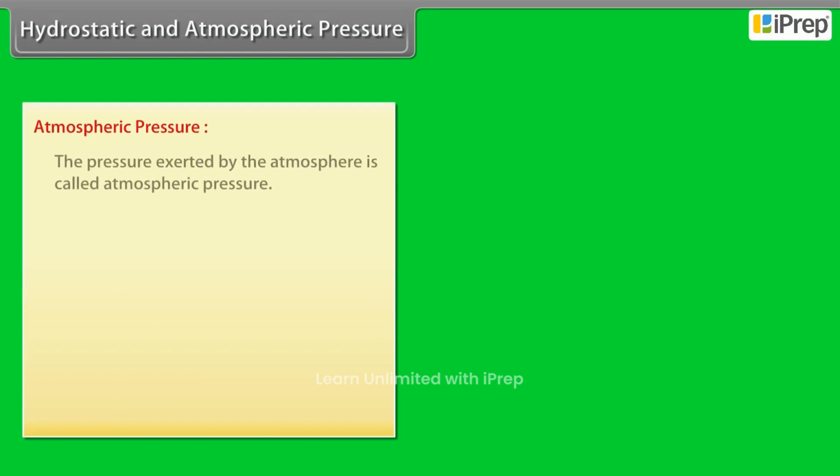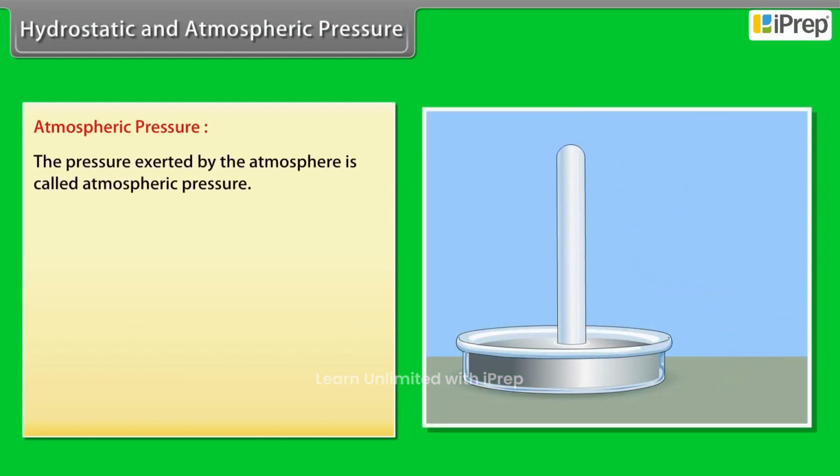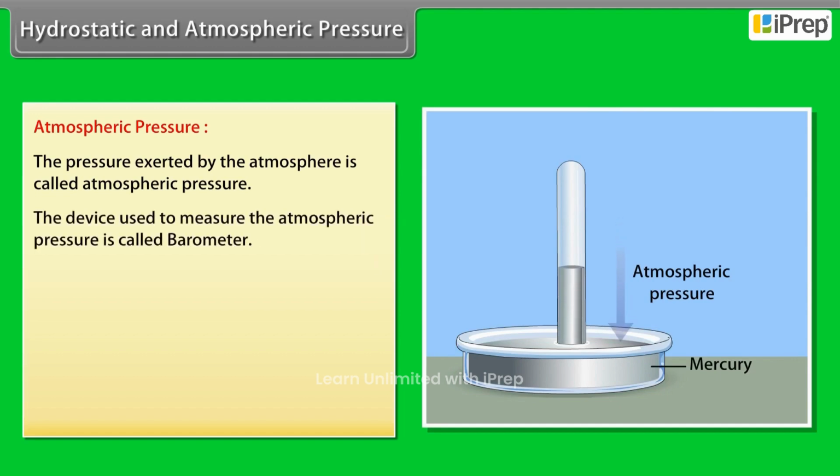Atmospheric pressure. The pressure exerted by the atmosphere is called atmospheric pressure. The device used to measure the atmospheric pressure is called a barometer.